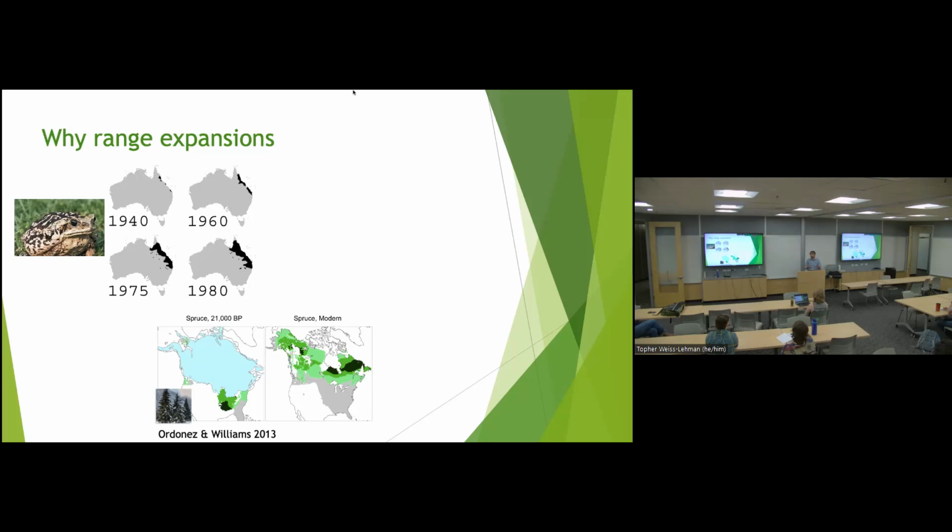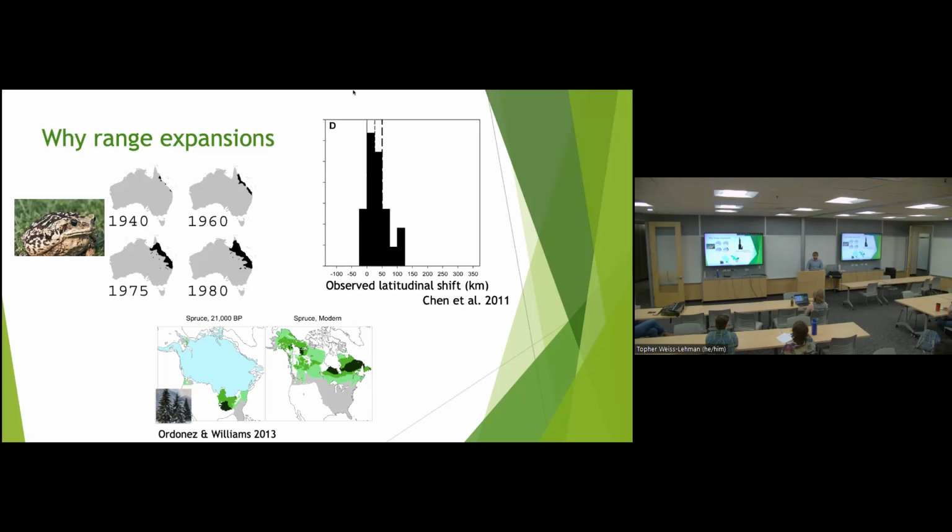And so being able to understand these range expansions and being able to predict them can be really important and valuable for conserving those species. The other context that we've learned in recent years can be quite important in terms of range expansion is the idea of thinking about range shifts with climate change.